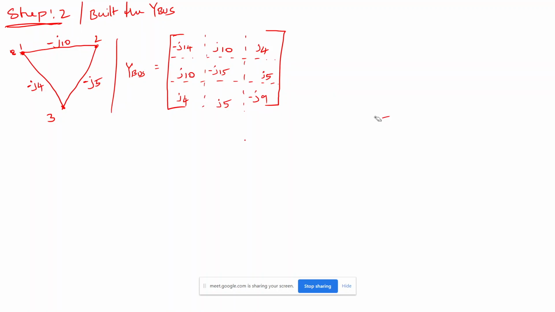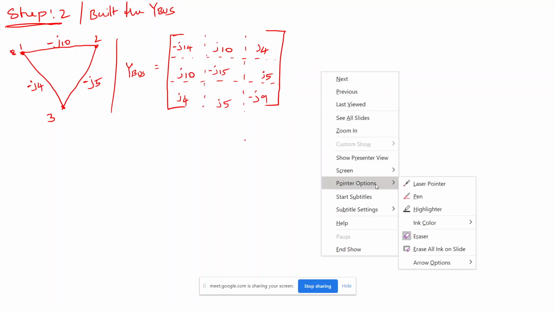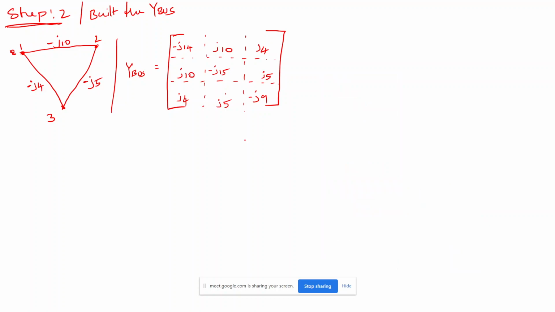Okay, so this is the Y bus value for you. Any doubt up to this? No, sir. Very good. So this is normal, as every time we are doing the same thing. Now we need to separate the magnitude and theta from the Y bus.